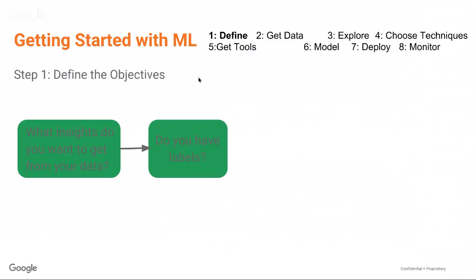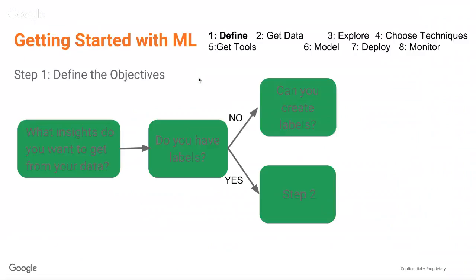Now after you have decided whether you have labels, there are two things that can happen. One is yes, you have labels, and the second is no, you don't, because the answer to the question here needs to be binary, that's yes or no. If your answer is yes, we go to step 2, that is getting the data. But if your answer is no, then you need to check with yourself, can you create the labels?